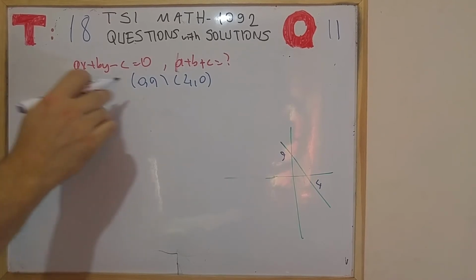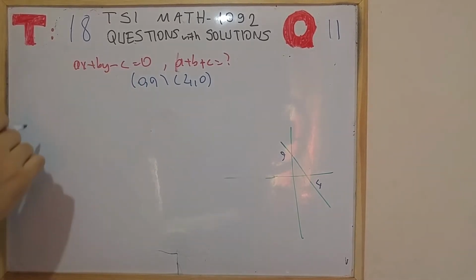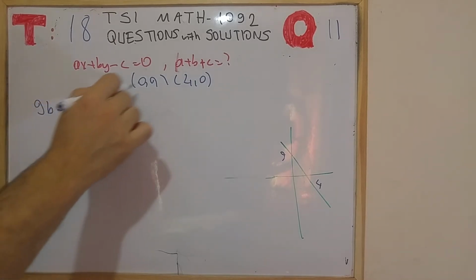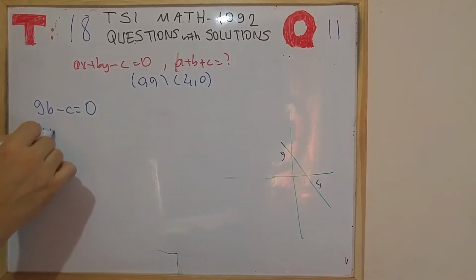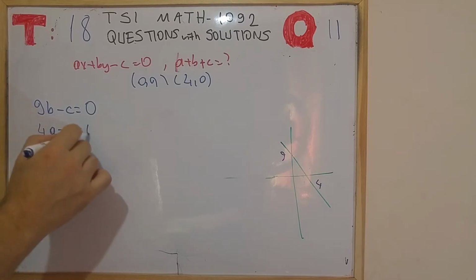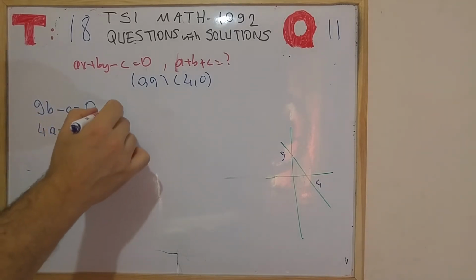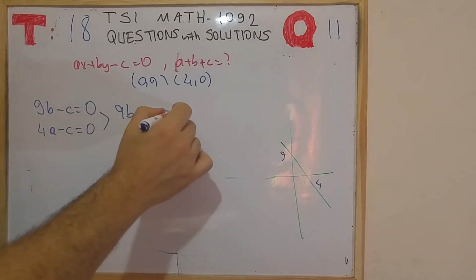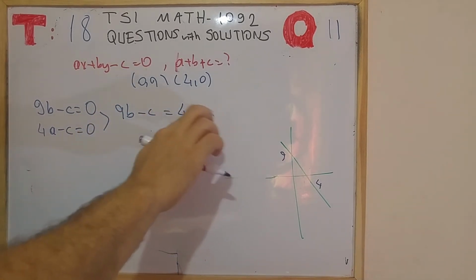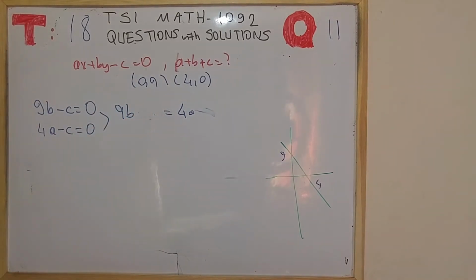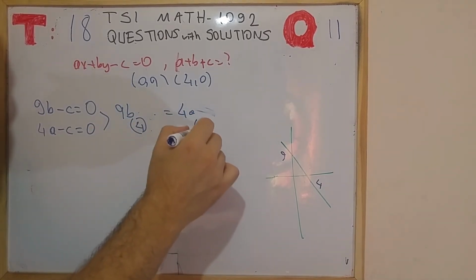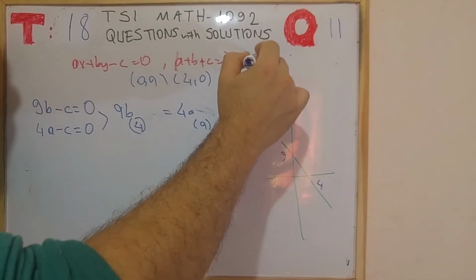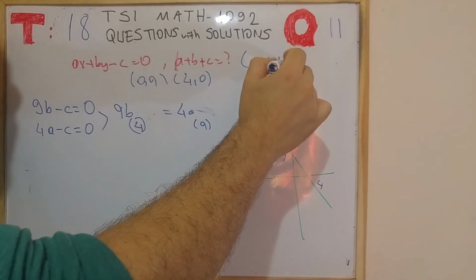Now, I know that for x is equal to 0, y will be equal to 9. So 9 times b minus c will be equal to 0. And similarly, for y is equal to 0, x is going to be 4. So this is 4a minus c is equal to 0. This means that 9b minus c is equal to 4a minus c, or 9b must be equal to 4a. So this means that if b is proportional with 4, a must be proportional with 9. So I just write these down: a is 9 and b is 4.